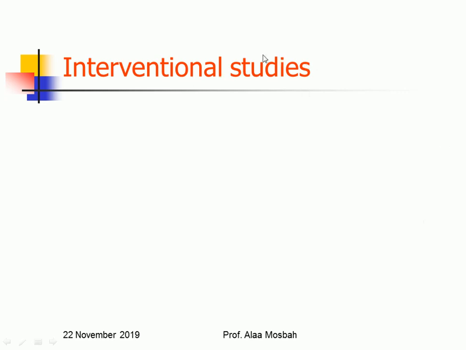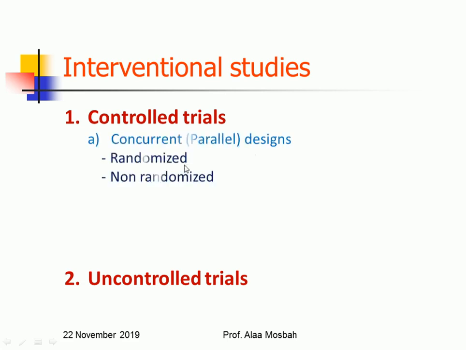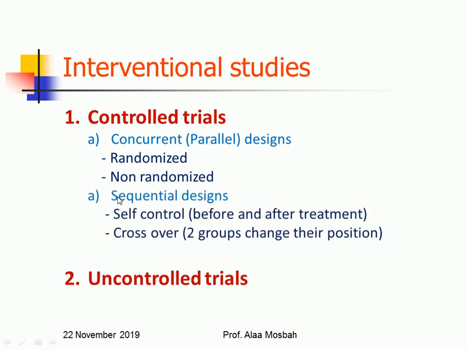What about the second big group, which is interventional studies? An interventional study can be divided into two big categories, either controlled trials or non-controlled trials. Controlled trials can be concurrent designs, randomized and non-randomized, sequential designs, self-control or crossover, or external control.